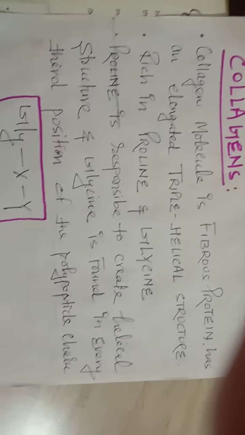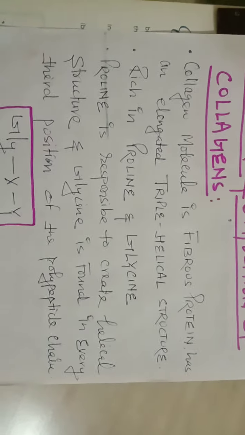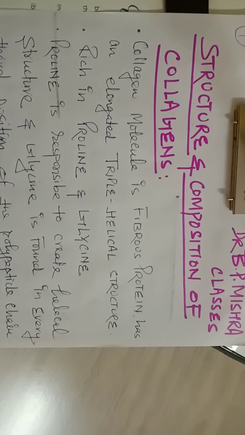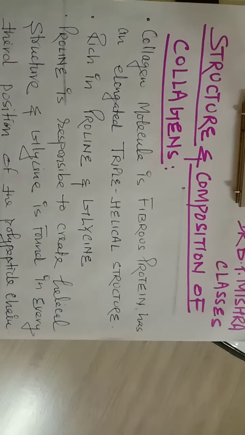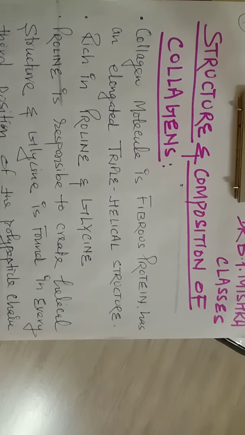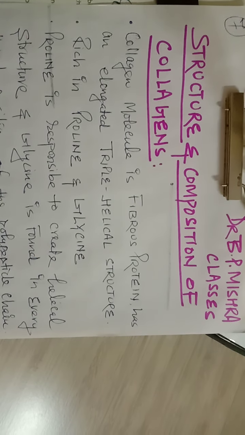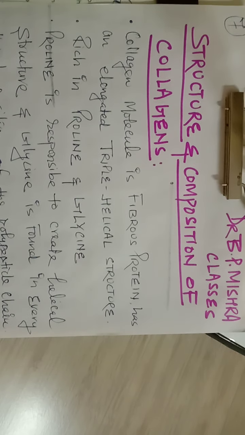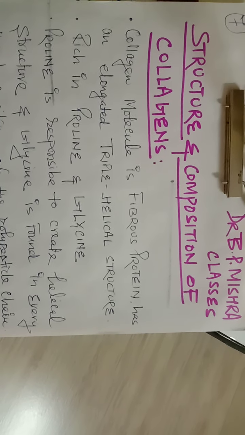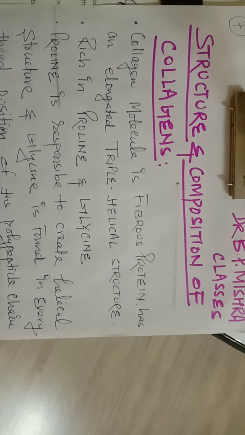So if it is a fibrous protein, it means it is made up of amino acids. And the rich amino acids of this one are proline and glycine. We can say collagen is mainly rich in proline and glycine amino acids. Though they are made up of so many amino acids, they are rich in proline and glycine.